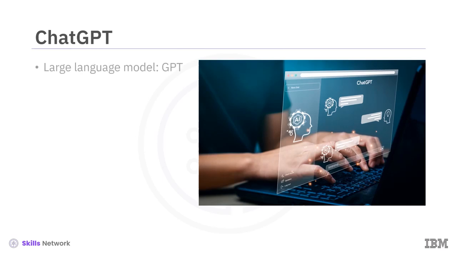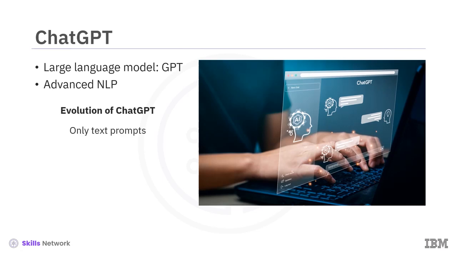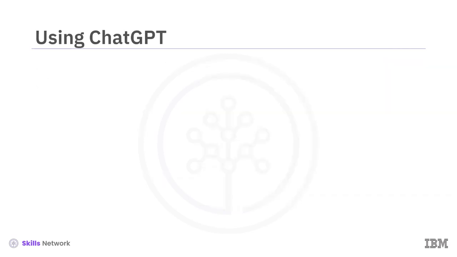ChatGPT is based on GPT as the large language model and uses advanced natural language processing, or NLP. While originally ChatGPT only took text prompts as input to generate new content, with the newer versions it can take both image and text inputs. ChatGPT offers diverse capabilities for text generation. It is capable of smooth and context-based conversations.